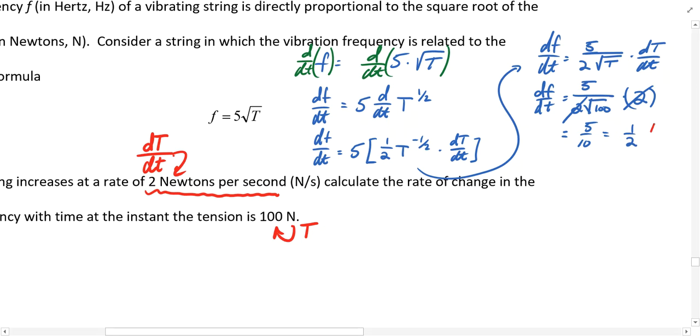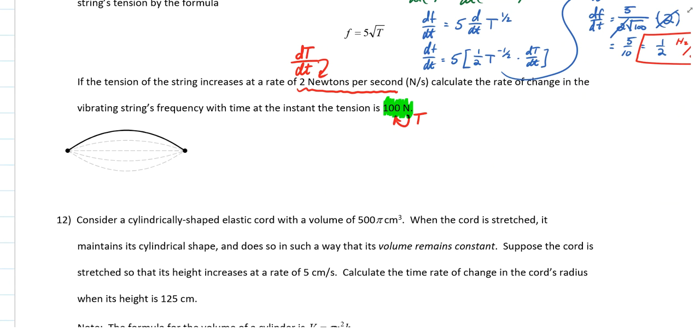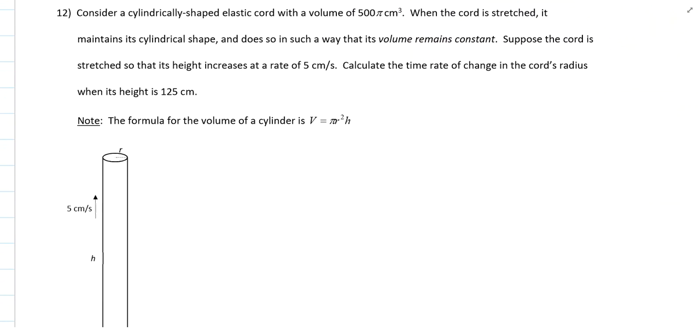Frequency is measured in hertz, so the rate of change is 1/2 hertz per second. It's important to note that at this specific moment, the frequency is changing at 1/2 of a hertz per second. If the moment was different, say the tension was 200 newtons, we'd get a different rate of change of our frequency and a different value there. But at that specific moment, the two rates are related in this particular way.